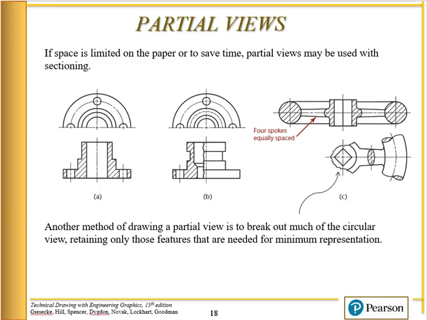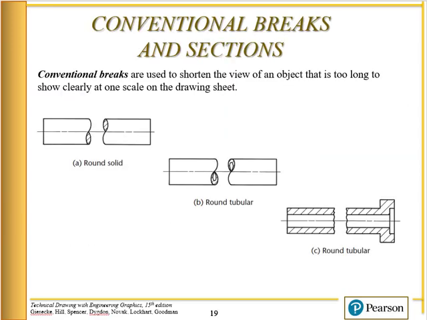Okay. Here's a concept called a conventional break. Conventional breaks are used to shorten the view of an object that is too long to show clearly at one scale on the drawing sheet. So if the part is too long, you can use a conventional break to shorten that part.